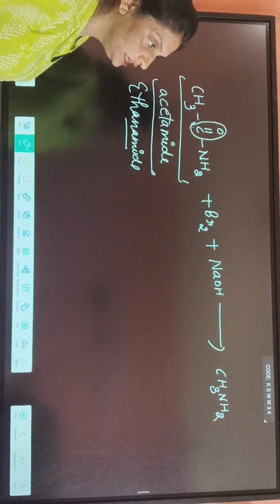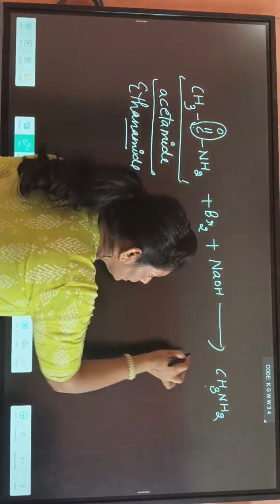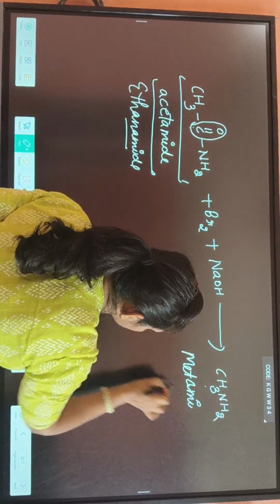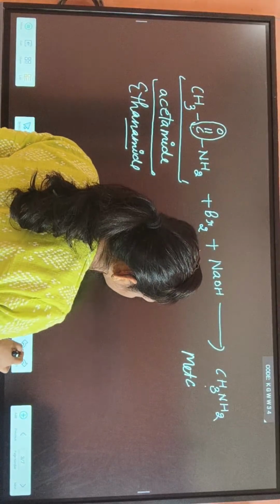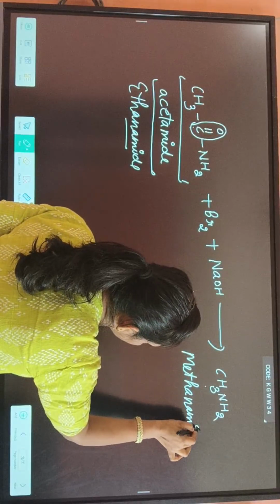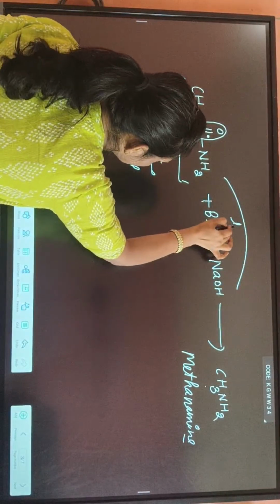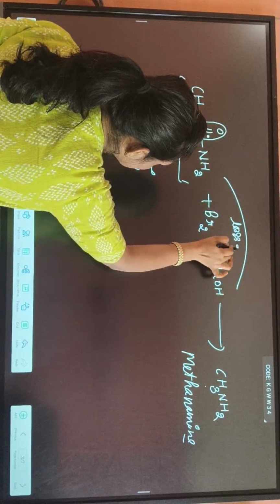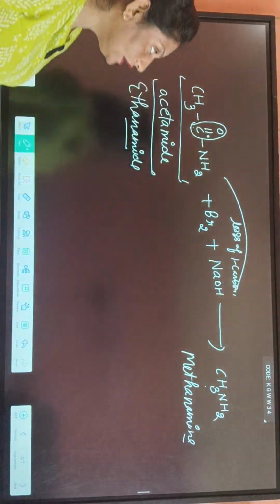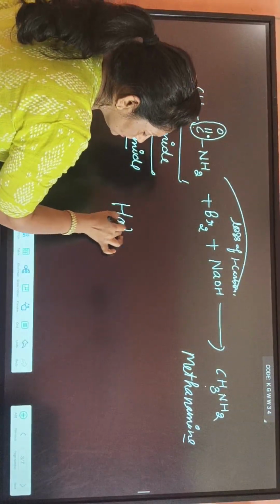But here you are not getting ethanamine. You are getting methanamine. So one carbon is becoming less there. Loss of one carbon is taking place. That's why it is known as Hofmann bromamide degradation reaction.